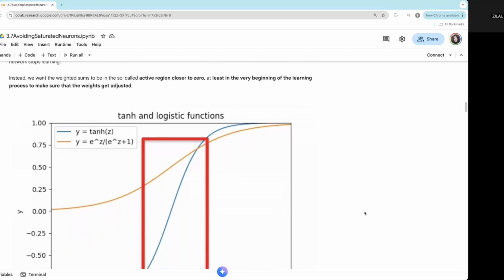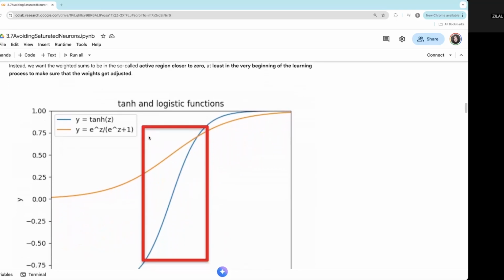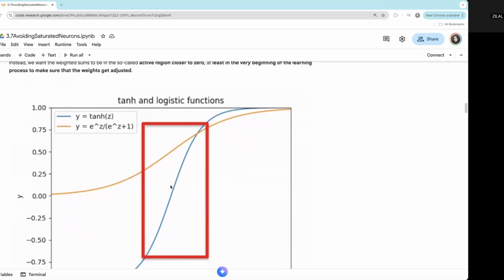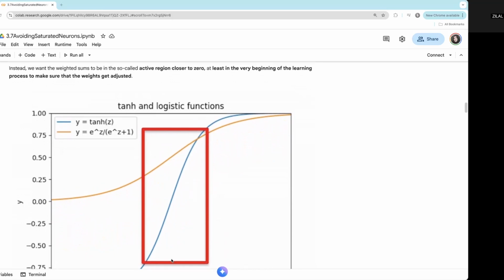Instead, we want the weighted sum to be in the so-called active region, close to zero. And this, at least in the beginning of the learning process, to make sure that the weights get adjusted. So we want the weighted sum to be here in this region. We call it the active region.